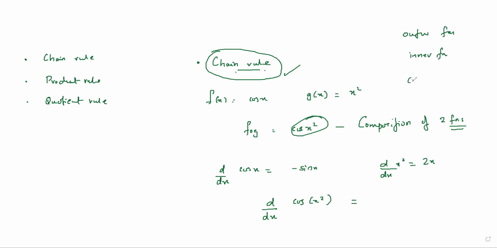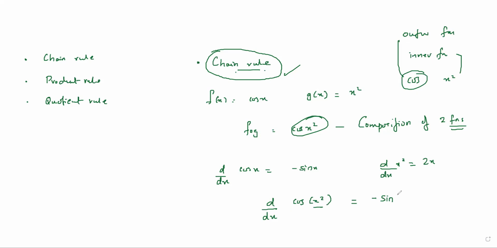So what is the outer function? Cos is the outer function. What is the inner function? x square is the inner function. Right? Because we have cos covering x square, so cos is the outer one and x square is the inner one. So whenever you are using chain rule, you have to find the derivative of the outer function. So what is the outer function here? Cos. So what is its derivative? Its derivative will be minus sin. And what is inside cos?